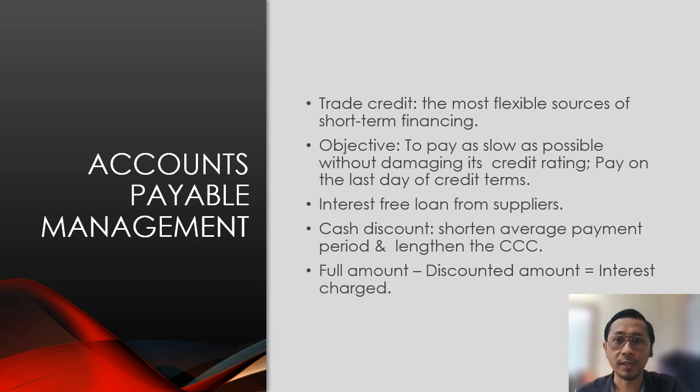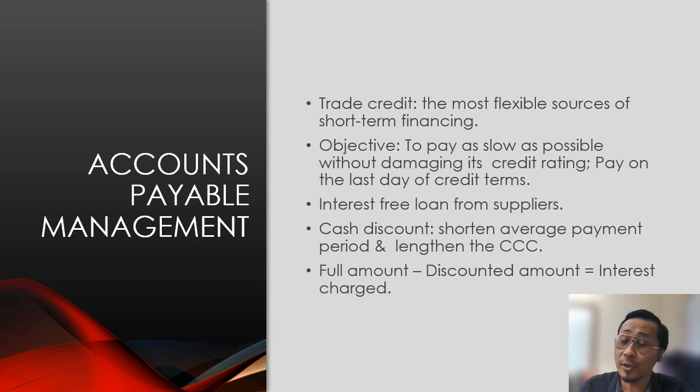A firm may obtain credit when it purchases materials from a supplier after the supplier approves the firm's credit rating. The objective of the firm in setting the amount due to the supplier is to pay as slowly as possible without damaging the credit rating. So how can the firm do that? By paying on the last day of the credit terms so that the firm is able to maximize the interest-free loan from the supplier. Most suppliers would offer a cash discount for early payment.